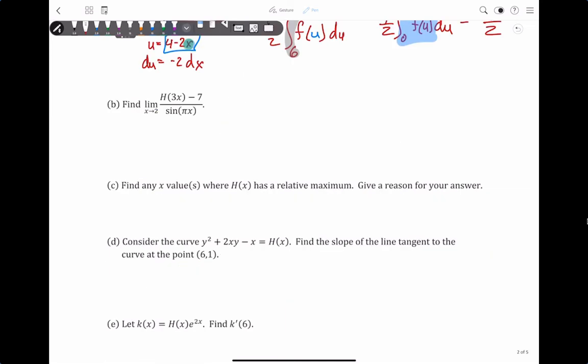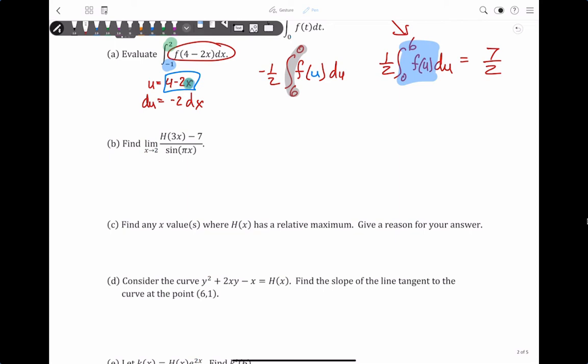Okay, let's go to part B. Part B is looking at a limit. Immediately at this point in the game, I'm looking at limits and I'm thinking L'Hopital's rule most likely. Okay, so we just have to verify and make sure that that is in fact correct.